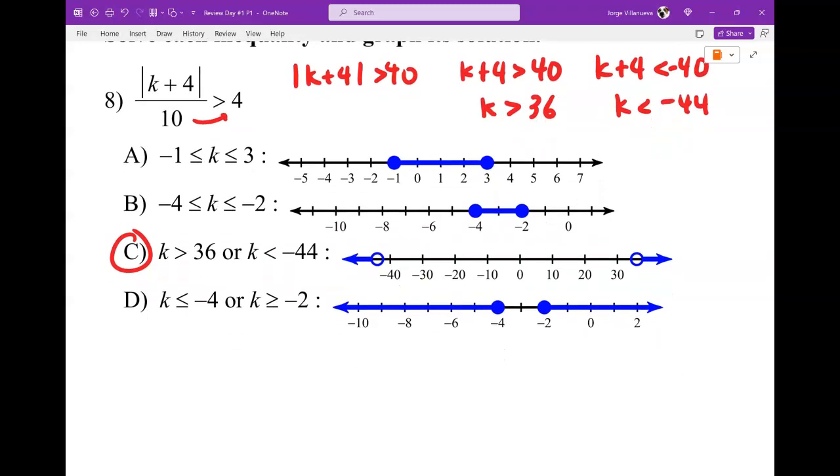Again, if you know enough about the problem, sometimes you don't even have to do it. You can just figure it out, right? Just by looking at your answers.